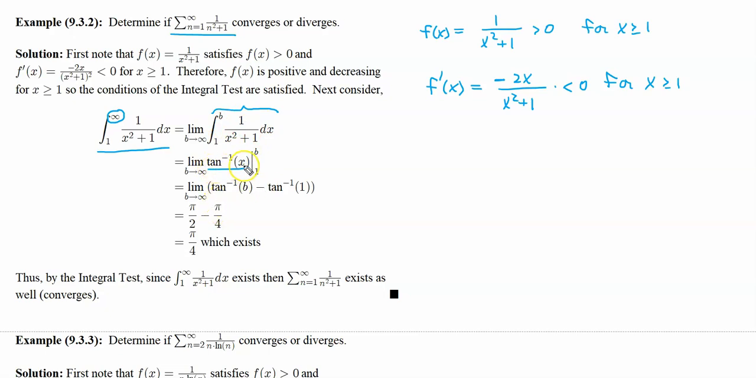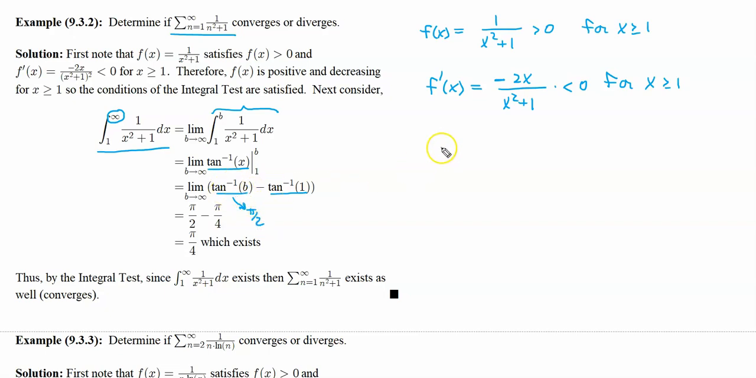So, okay, we evaluate the arctangent from 1 to b. So we put the b in there. There it is. Put the 1 in there for x. There it is. We subtract, and we take the limit as b goes to infinity. Now you have to remember for the arctangent function, the limit as b goes to infinity of the arctangent of b, that's going to be pi over 2. So this term right here is converging to pi over 2.